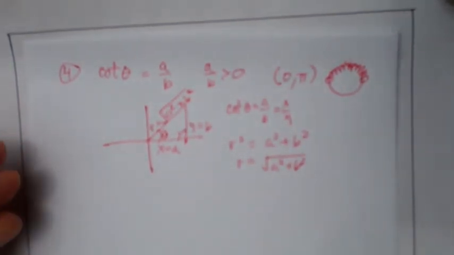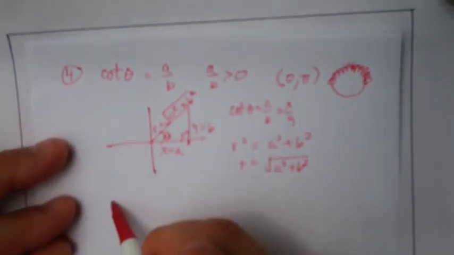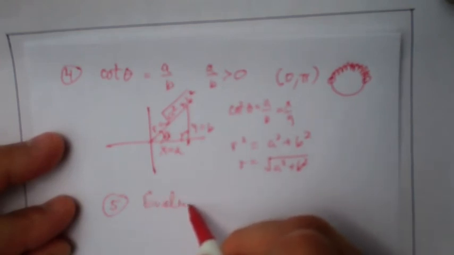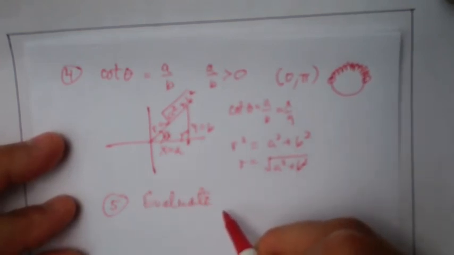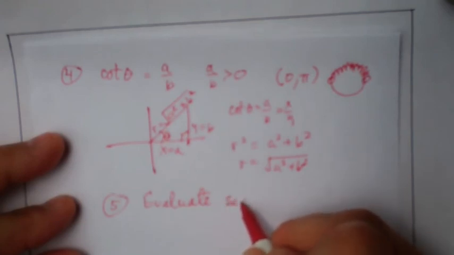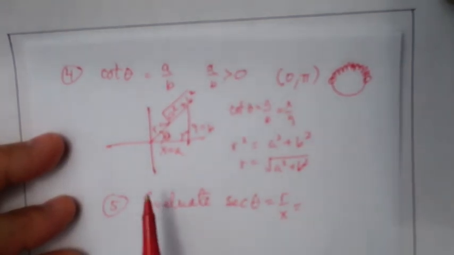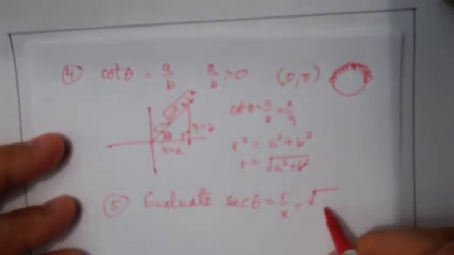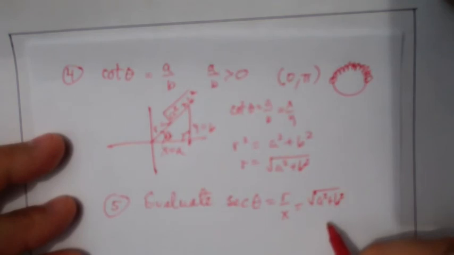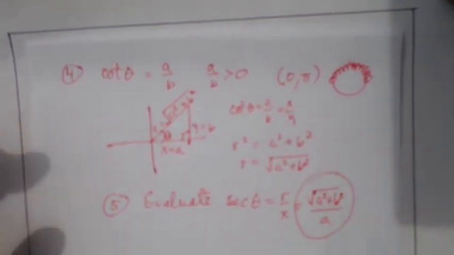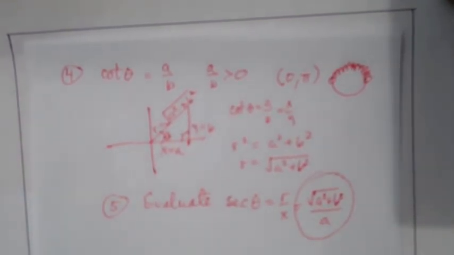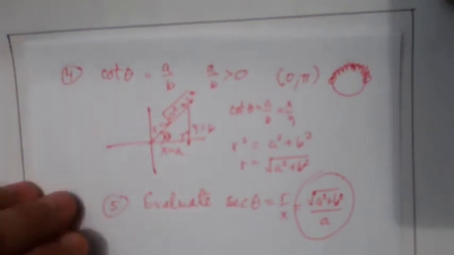There's my reference triangle. So now I go back and remember what I was looking to evaluate, and that was the secant of theta. Okay, and since secant is r over x, I look over here, r over x, I'd have the square root of a squared plus b squared over a. That is my answer. So, those were the examples we worked out. So I've got one for you to do as practice.